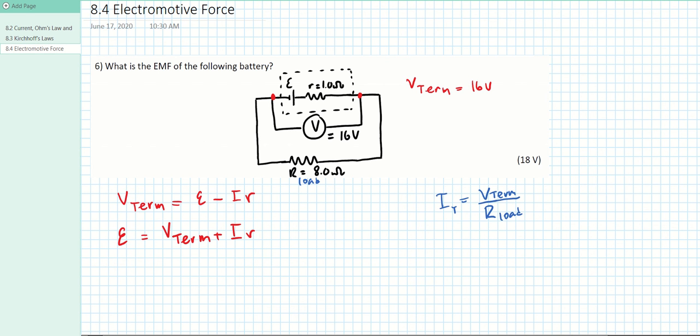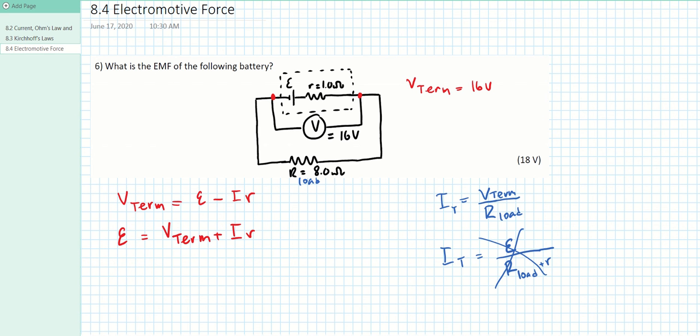Now if you did know the EMF, the other way you can find the current would be the EMF over the R load plus the internal resistance. Because again, the resistors are in series, you're still going to get the same current. Now, we can't use this because the EMF is unknown, so we have to use just the V terminal and the load resistor. You can have more than one load resistor. You can have resistors in parallel as well. They don't have to be in series, but just in case you see a question like this where you're given the V terminal, in order to find the current, you have to take that V terminal as your voltage source.